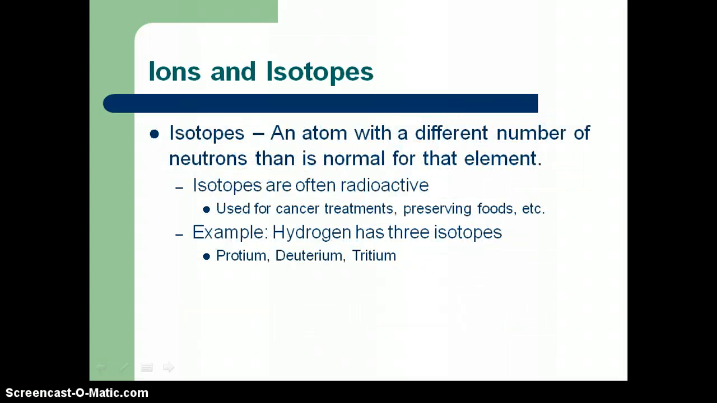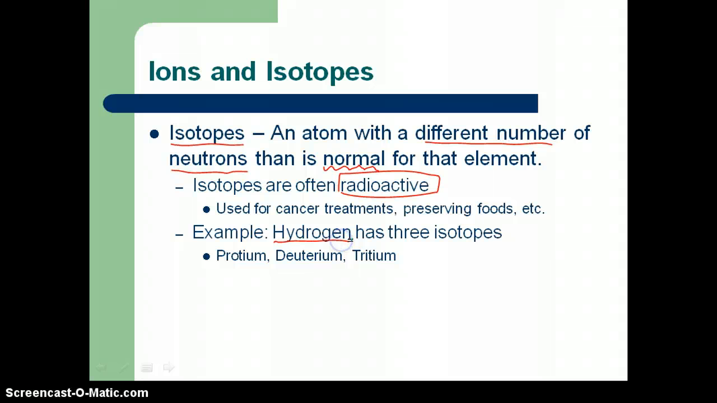Our other term for today is isotopes. Isotopes are atoms that have a different number of neutrons than is normal. And isotopes are usually radioactive. Now, normal is what is on the periodic table. So normally, the number of neutrons will be calculated by taking mass number minus atomic number, and you get your number of neutrons. But if your number of neutrons doesn't match what you would find on the periodic table, then it is an isotope. Every element has isotopes of itself, meaning it has different numbers of neutrons. Some are heavier, some are lighter than the normal.